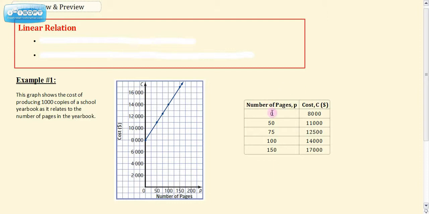In this table of values, when I have 0 pages, it will cost me $8,000 to produce the yearbook as determined on my table of values. At 50 pages, it would cost me $11,000, and so forth from each of these points as determined on this graph. Now, to determine if this graph and this relationship between the number of pages and the cost of producing the yearbook is linear or not, we have learned a method called first difference.